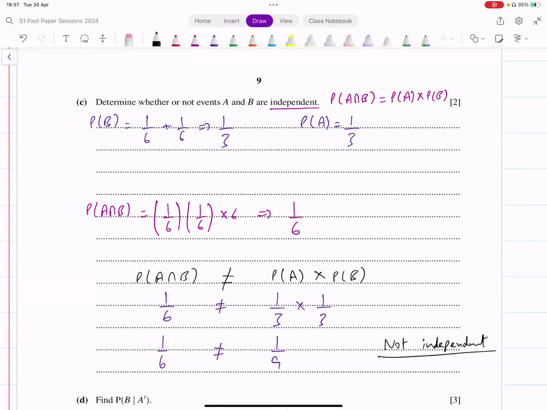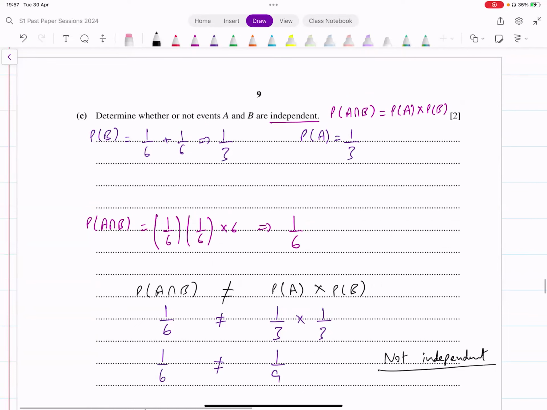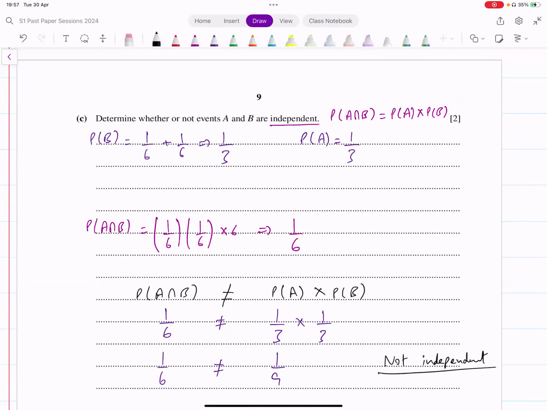Is that okay? Muslim, can you be specific in your question? What exactly do you want explained again? The intersection part? Okay.